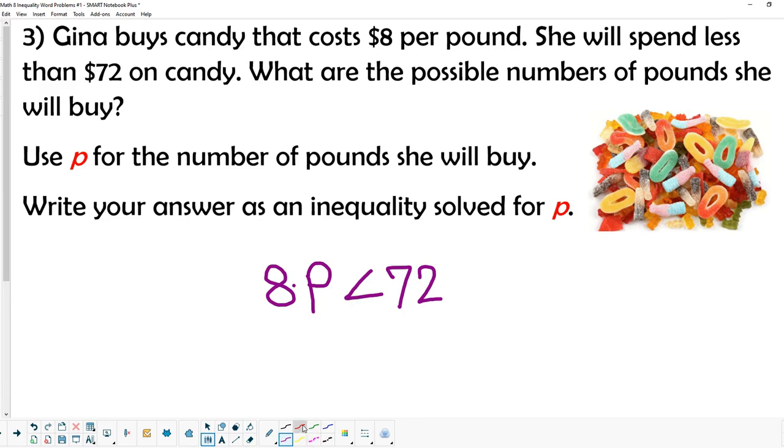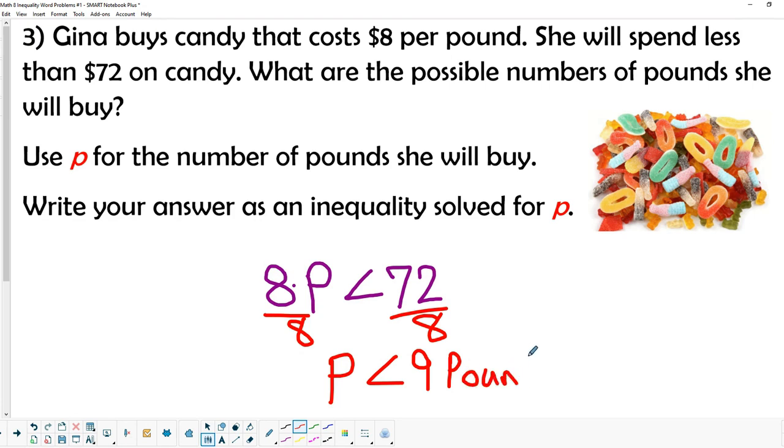So then if we divide both sides by 8, we will get our solution of P is less than 9. So as long as she buys less than 9 pounds, and this is pounds, by the way, if she buys less than 9 pounds of candy, then she will be able to stay within budget and stay under $72. I'm kind of liking these inequalities. They're kind of fun and they're very useful.